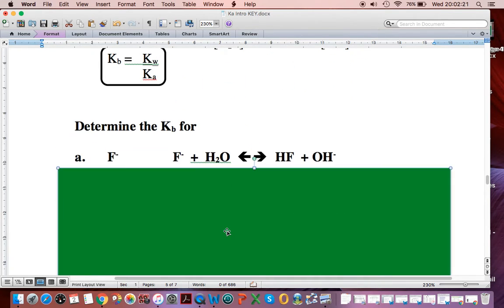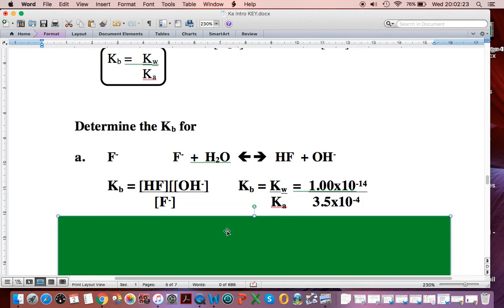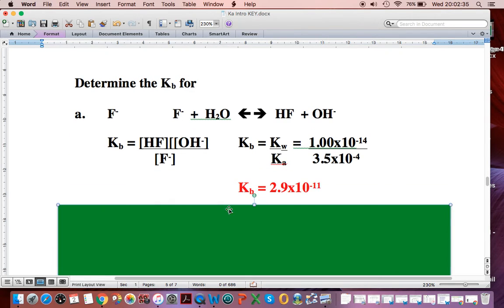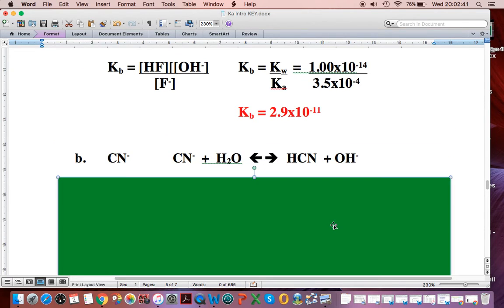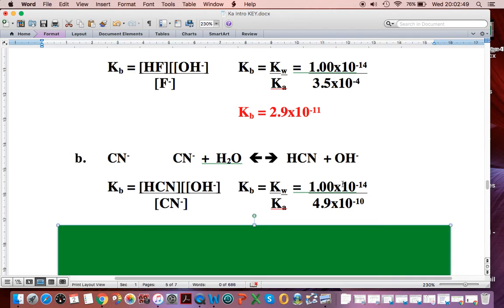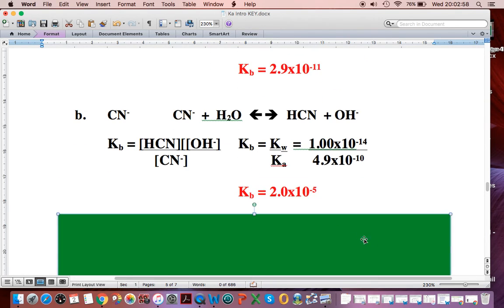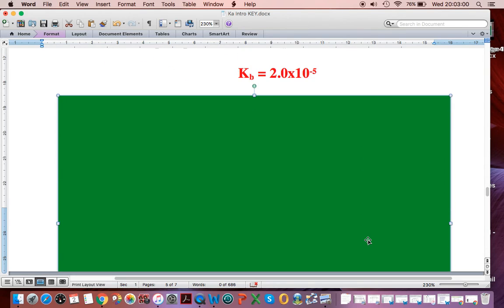So we're asked to find the Kb for a few things. For F minus, well, there's our Kb expression. Kb equals Kw over Ka, and this was the Ka for HF. So my Kb is 2.9 times 10 to the minus 11. Another example, CN minus, good proton acceptor. I'm going to look up the Ka for HCN. That's what I'm going to use in this equation. Boom divided by boom. And I know my answer should be something times 10 to the minus 5 when I look at these powers. And I get 2.0 times 10 to the minus 5.